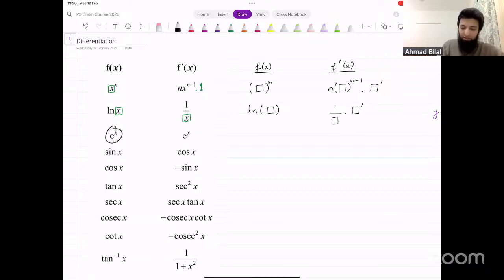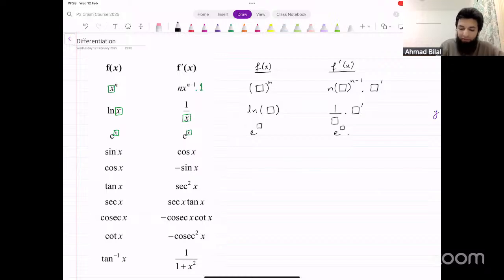Let's look at the next function now. Don't look at the others for now. Just e power x. Derivative of e power x is e power x. It remains as it is. Okay. Now, how do we generalize this? If we have e raised to power anything else, what's the derivative of that going to be? It's going to be the same thing again. E power that thing, it does not change.